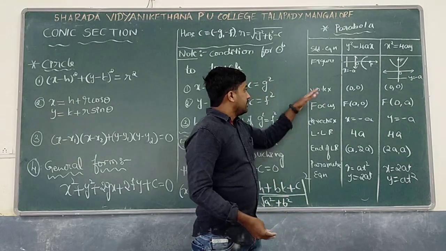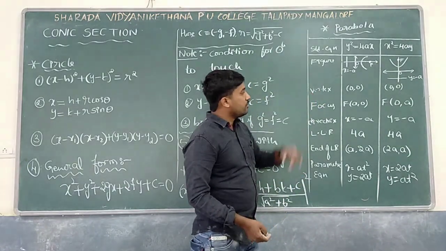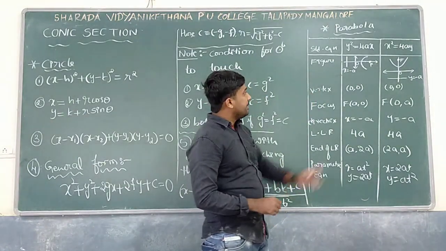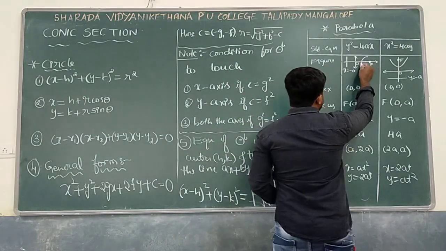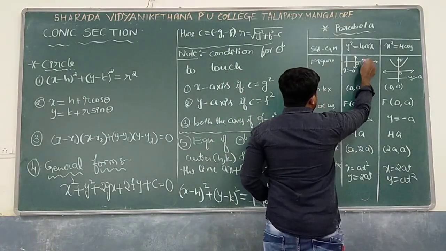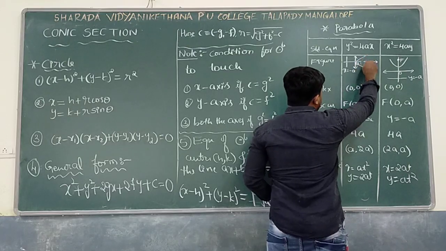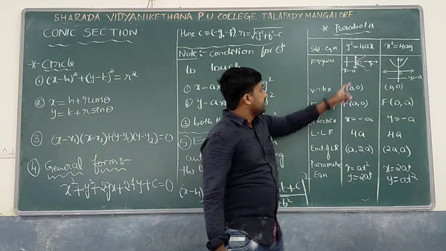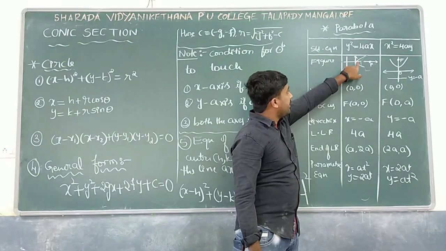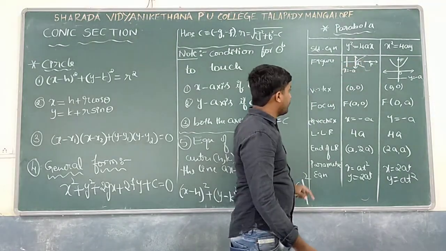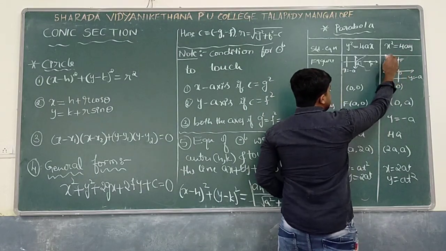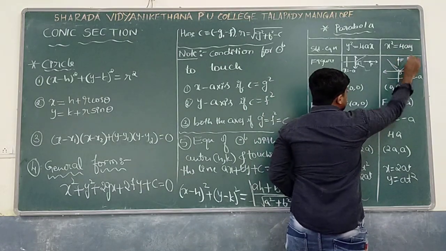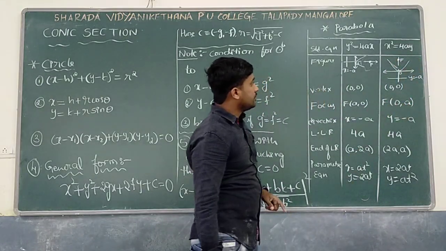Next, some observations. First one, vertex of the parabola. In both the cases, vertex is (0, 0). Here, this parabola touches the x-axis, or touches the axis at origin. Therefore, vertex is (0, 0). And in the second case also, the vertex is (0, 0).